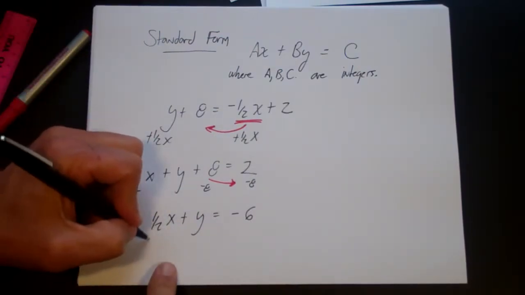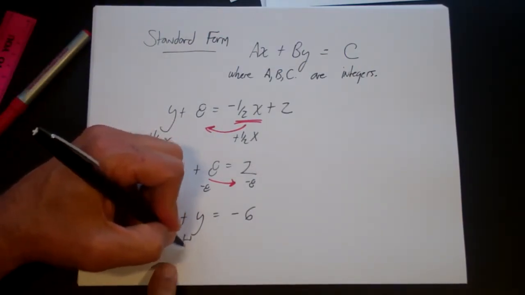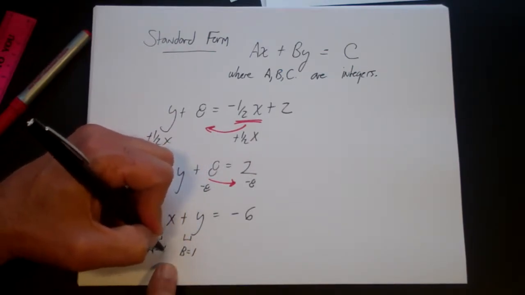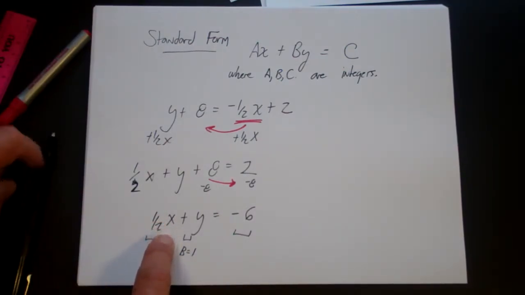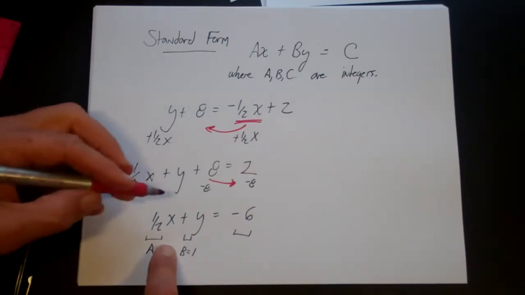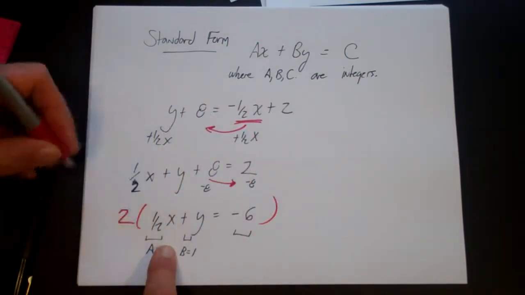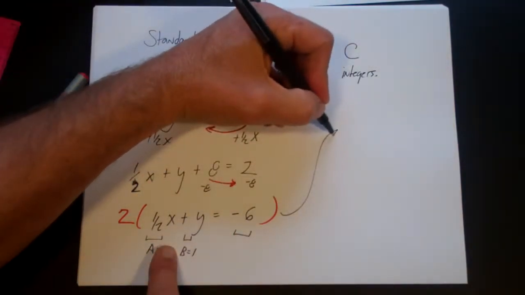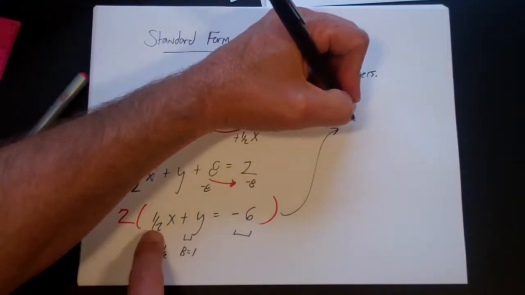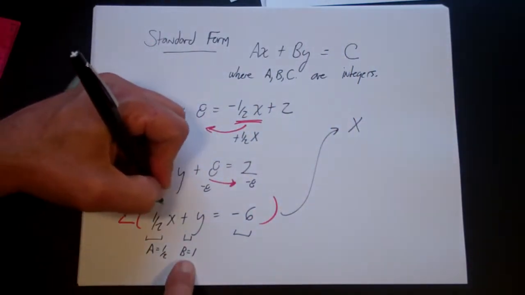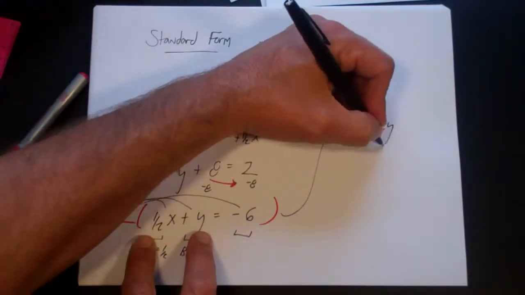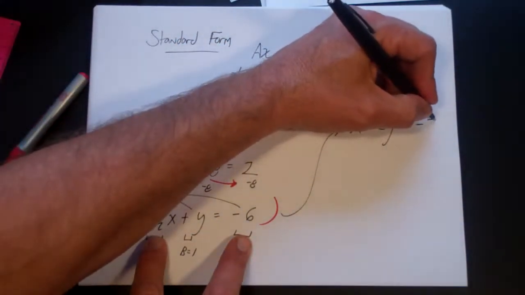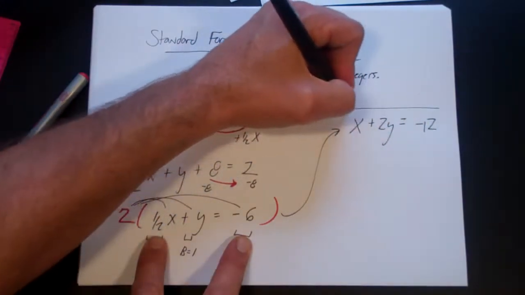Now if you notice, a is 1/2, b is 1, and c is equal to negative 6. I don't want any fractions, so I want to make this into an integer, so I'm going to multiply by the denominator. Since this is 1/2, I'm going to multiply everything by 2. When I do that, 2 times 1/2 x is x. See, I'm just distributing the 2. I get plus 2y is equal to negative 12, and that's my final answer right there.